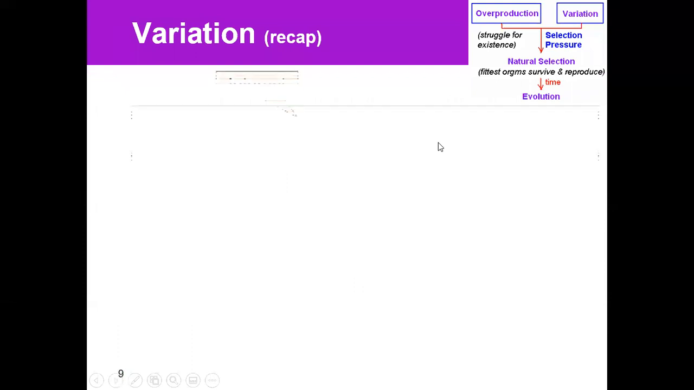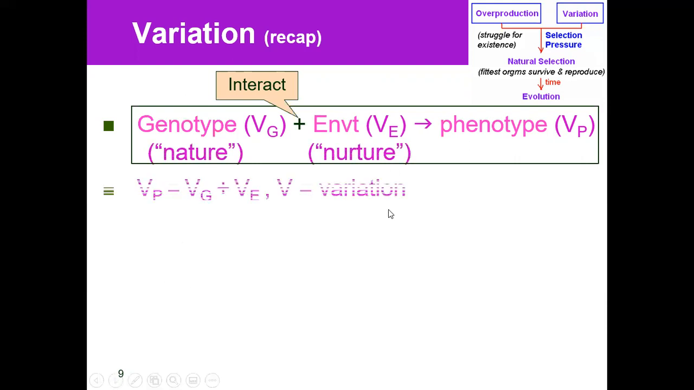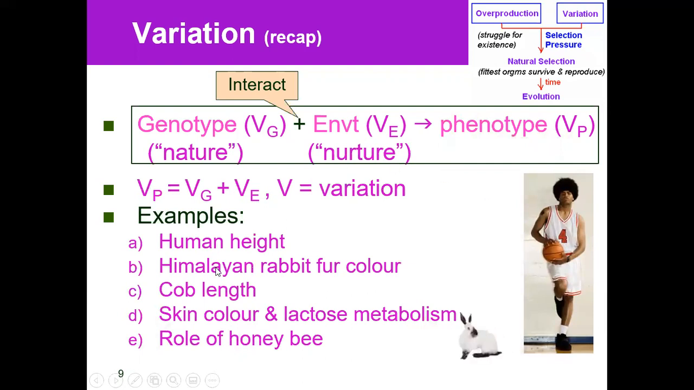Right. So let's recap what you have learned for this lesson. Genotype plus environmental factor will give us the final phenotype. So in a population, variation in the genotype and variation in environmental factor will give variation in phenotype of every individual in the population. Okay. So genotype is nature, environmental factor is nurture. So VP equals VG plus VE, where V is variation. So examples we've looked at are human height, Himalayan rabbit fur color, crop length, skin color, lactose metabolism, and the role of honeybee, not in syllabus.